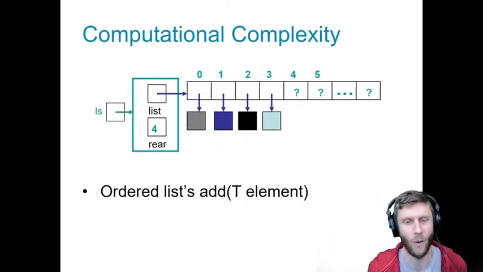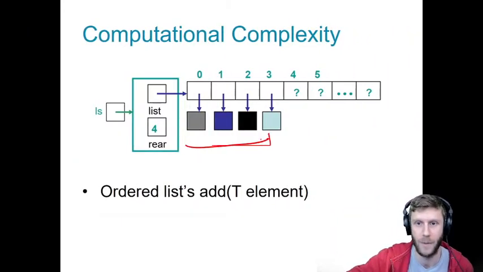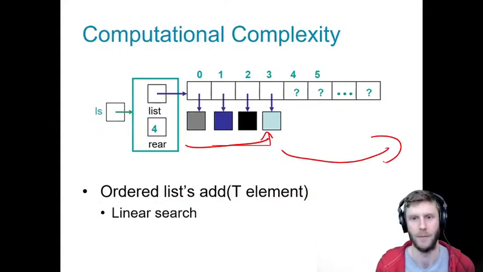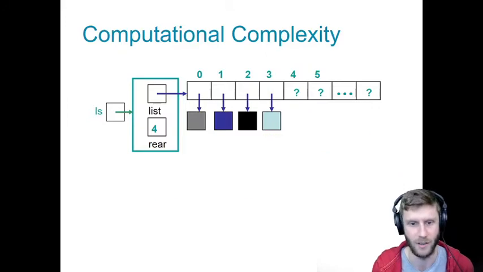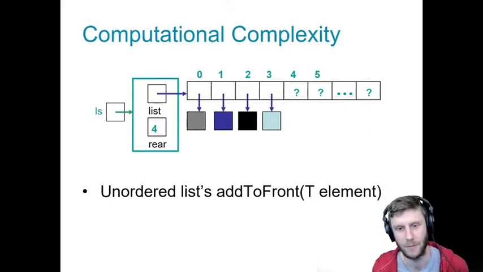And yeah, why? Well, because we got to do the linear search for where it belongs. And then we're going to have to shift everything up too. So it's order n. Linear search and shift, n. Unordered lists, add to front.